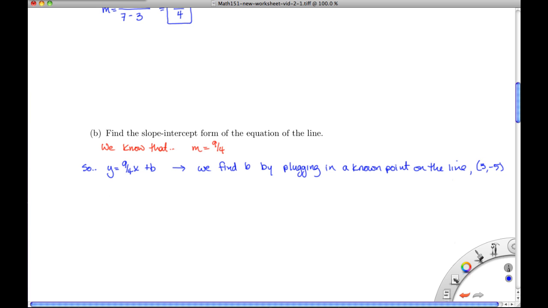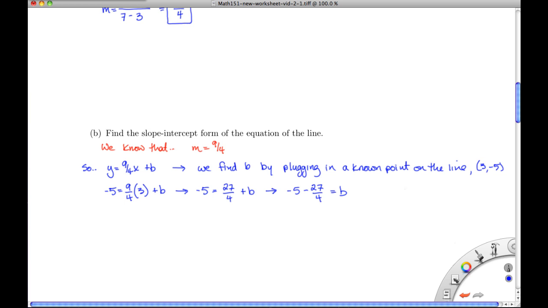Okay, so if we do this, we're going to say that -5, the y coordinate of that known point, has to be equal to 9/4 times 3, the known x coordinate, plus b. And now we've just got a little bit of arithmetic to work through. So -5 is equal to 27/4 plus b. We want to isolate b, so let's subtract the 27/4 from both sides, and that's going to give us -5 minus 27/4 is equal to b.